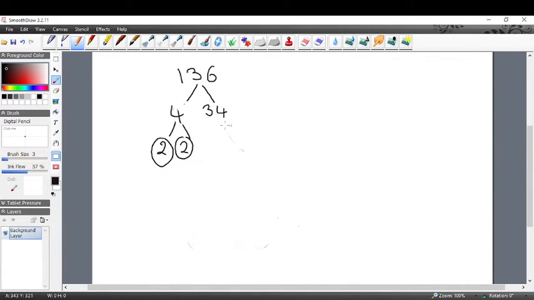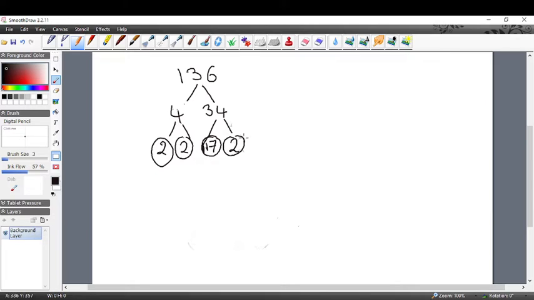Then we move on to another number over here. So 34 will turn into 17 and 2. Both 2 and 17 are prime numbers because no other number goes into these two numbers. So you can circle both of these.